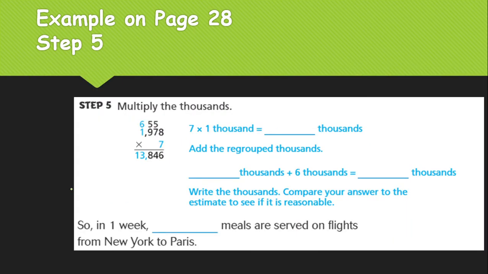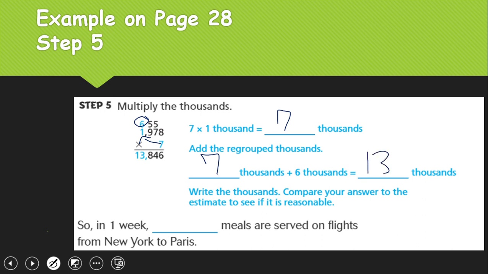Now we need to multiply the thousands. Now we have 7 times 1,000, and we do this because we have to multiply every single place value. 7 times 1,000 equals 7 thousands. And now don't forget, we need to add our regrouped 6,000. So 7,000 plus 6,000 equals 13,000. We place our 3 in the thousands place value and our 1 in the ten thousands place value.